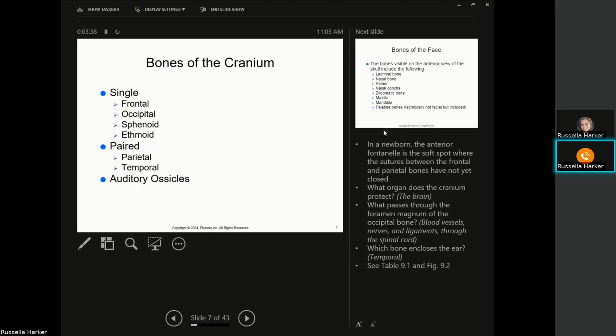The middle ear is composed of 3 tiny bones named the auditory ossicles. Each ear contains 1 malleus or hammer, incus or anvil, and stapes or stirrup. These bones transmit vibrations caused by sound waves from the eardrum.